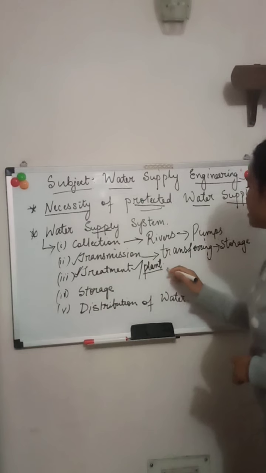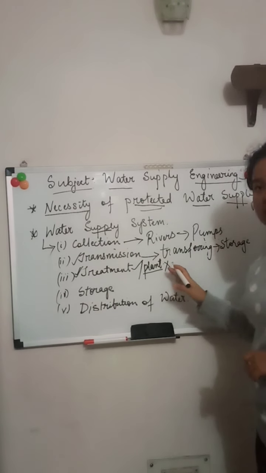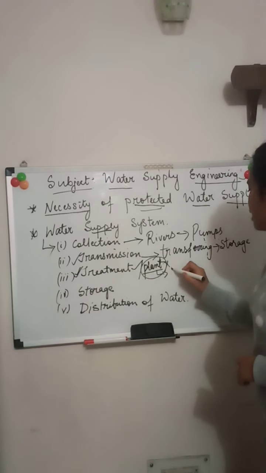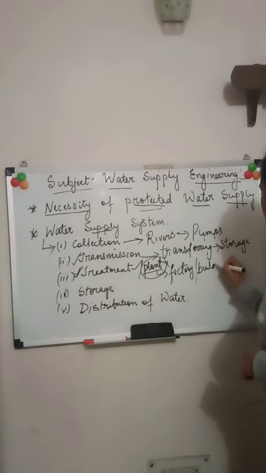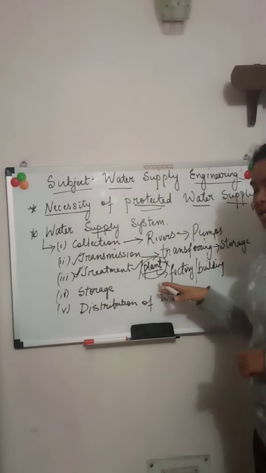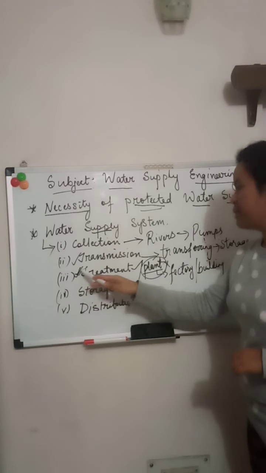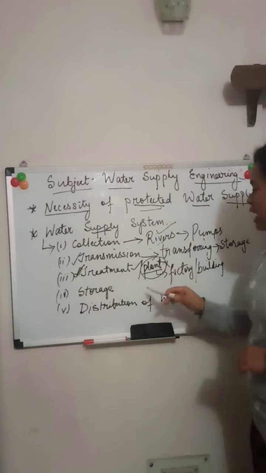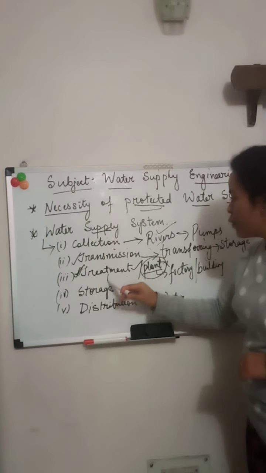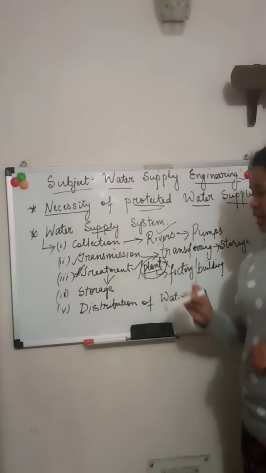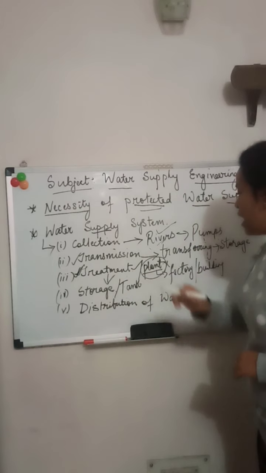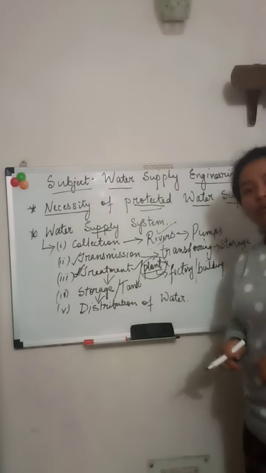Here, treatment plant doesn't mean the flower, the living things that you see. Treatment plant here is a word that, in other words, is also known as a factory or a building. So we take it to the treatment plant to treat the water which is taken from the rivers and has been transmitted. After treating the water, we are going to store that water in some storage or tank.